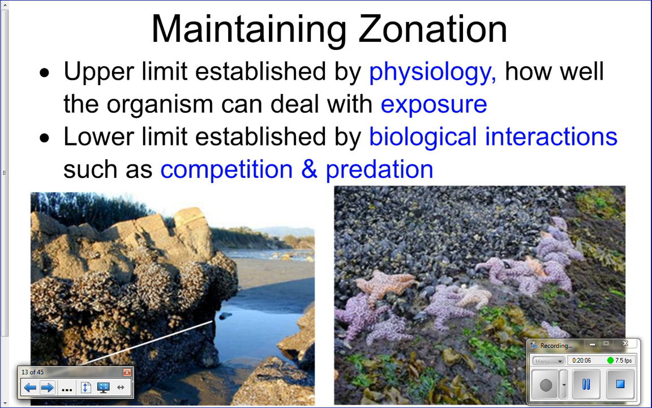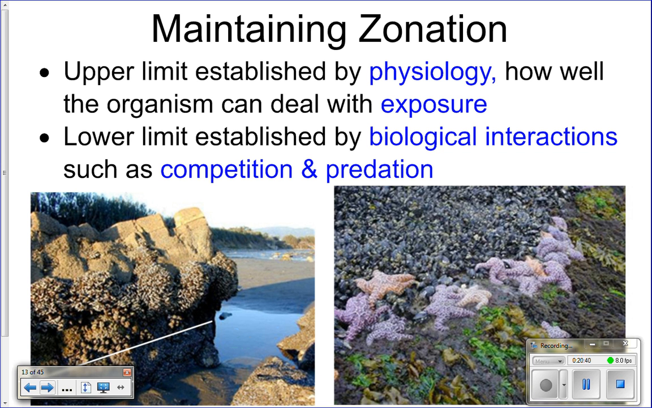So how do we actually maintain these zones in the intertidal so that we can go there and actually see them? They're actually maintained by two things. The upper limit of the zone is maintained by physiology, so by how well an animal can deal with the amount of air exposure. If you're an animal that can deal with more air exposure, you can be found higher in the intertidal zone. That's why you find barnacles higher in the intertidal zone, because they can withstand more air exposure.